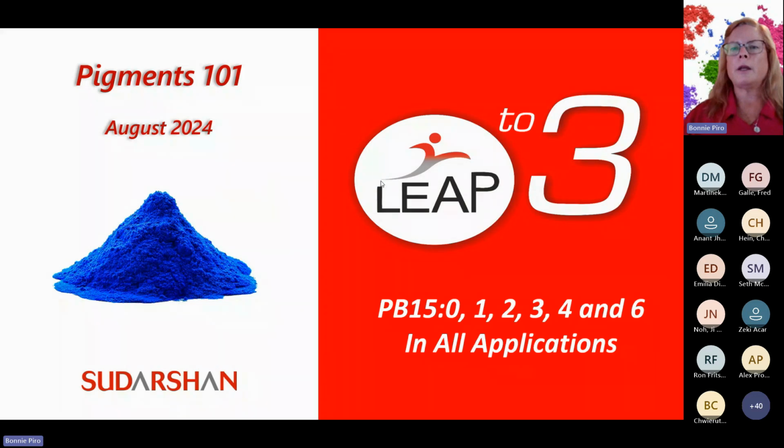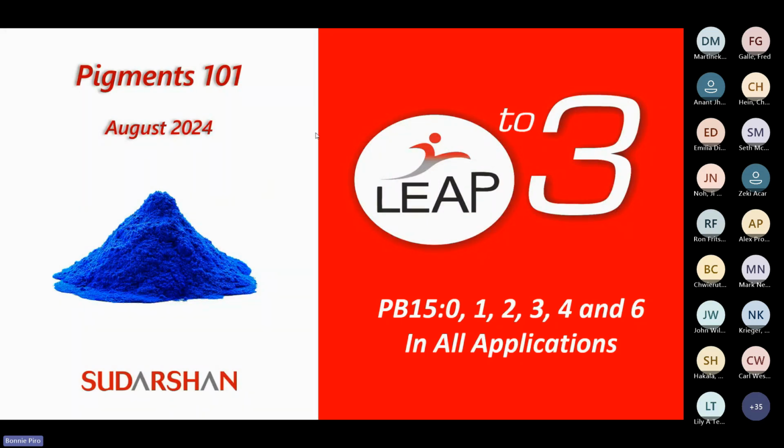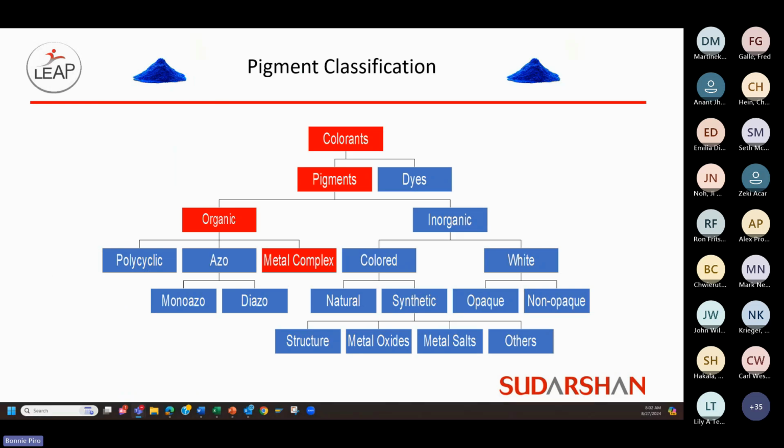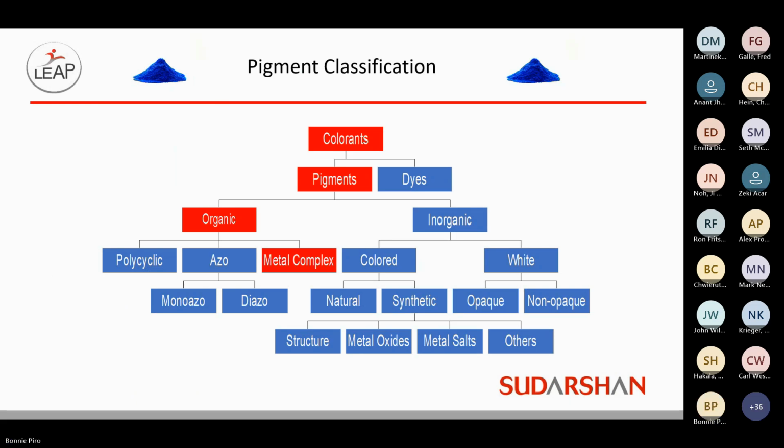So we will talk about the CPC blues, and as we have done in the past, the CPC blues, of course, are metal complexes as part of the organic pigment categorization in the overall world of colorants.